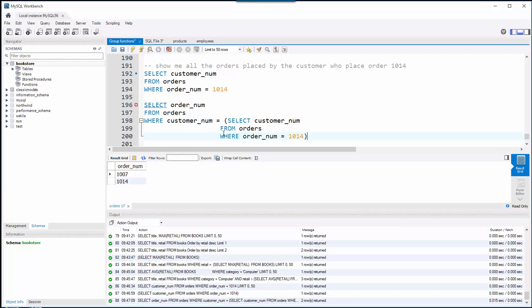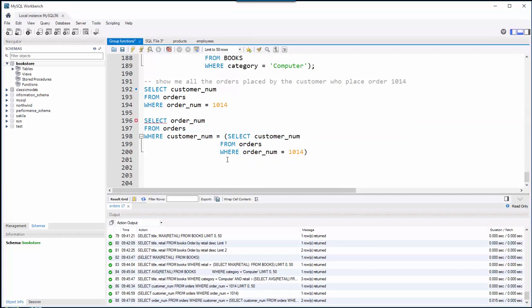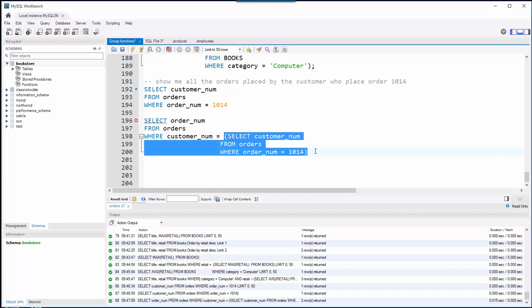It's 1014. Of course, if I wanted this person's name and address, I could ask for that information in the select, and I'd have to join the orders table to the customer table, but that would still run just fine. So that's a quick overview of doing subqueries, basically a query within a query. Right now we're using it in the where clause, and next week we'll start trying to do a subquery out of the from, and we'll be putting them in a having clause.